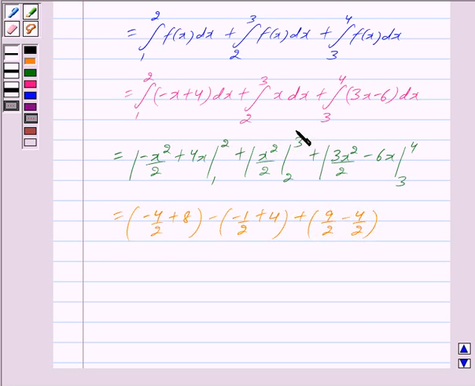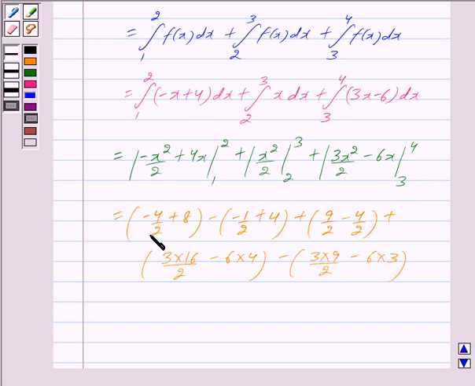Because we have upper limit as 3, so putting 3 in place of x here, we get 9/2 minus, putting lower limit, that is 2, in place of x here, we get 4/2. Plus, again putting here limits, we get 3 into 16/2 - 6 into 4 minus (3 into 9/2 - 6 into 3). Now here we have upper limit as 4. So putting 4 in place of x here, we get 3 into 16/2 - 6 into 4 minus, putting lower limit 3 in place of x here, we get 3 into 9/2 - 6 into 3.